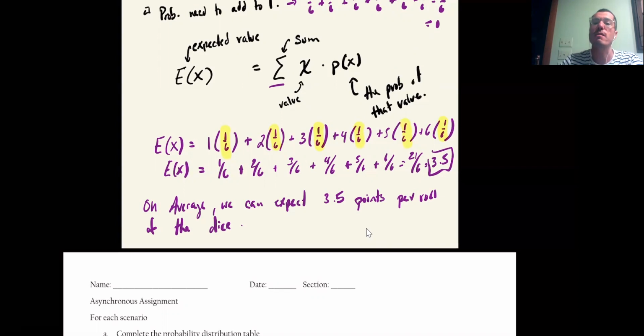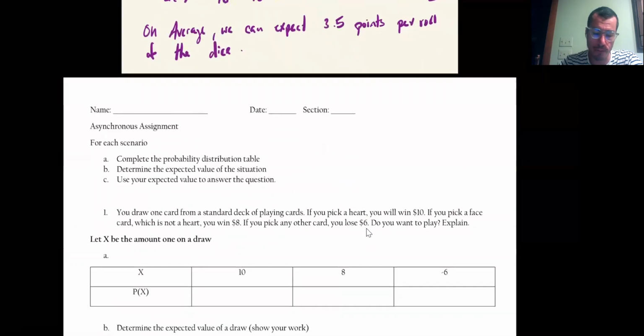So that's an example of how to find the expected value of a probability distribution. What we're going to go through now is actually the first example on your asynchronous assignment, so you definitely want to pay attention. It's also a case of setting up that probability distribution when the outcomes are not all the same, and again, some additional reinforcement of that formula.